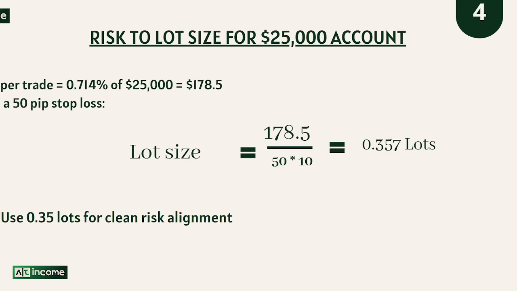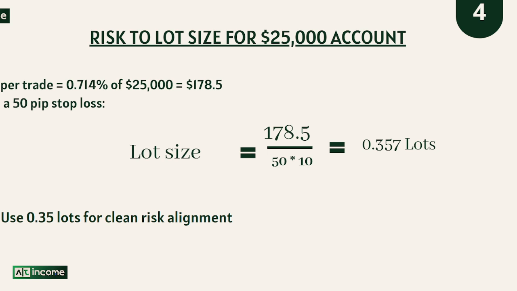Let's take a 25,000 account as an example. If I'm risking 0.7% of a 25K account, that means the amount in dollars I'm risking is $178, with a 50 pips stop loss. That's what I do, I use a 50 pips stop loss. This is how I arrive at my lot size, meaning that I'm using 0.35 lots for clean risk alignment.